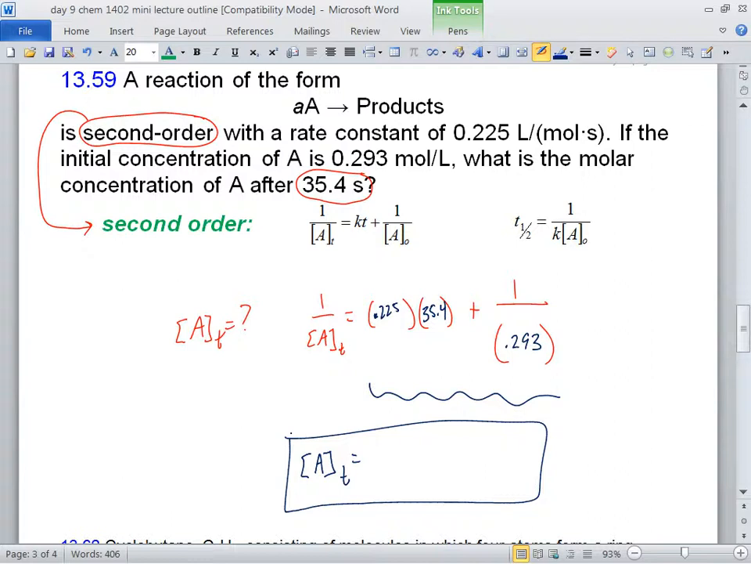Alyssa, did you get an answer? 0.088. Anybody else get 0.088? Andre did. Audrey did. 0.088. Good. All right, but you're going to lose a point, Kenneth. What units? M. Big M. Good deal.